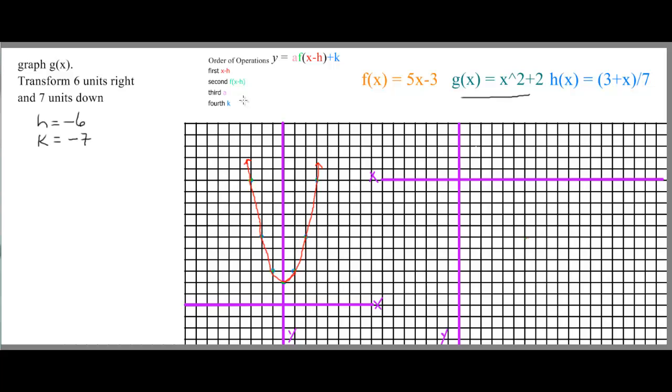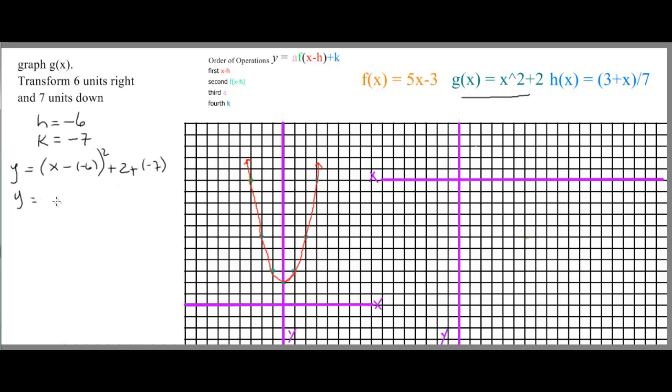Let's go ahead and plug those back into the equation, and let's put the equation in this form here. So y equals x minus, and then we've said h is -6. So -6 squared. We have a +2. Remember, we're doing g of x over here. +2, and then we have to add k, and then we said k was -7.